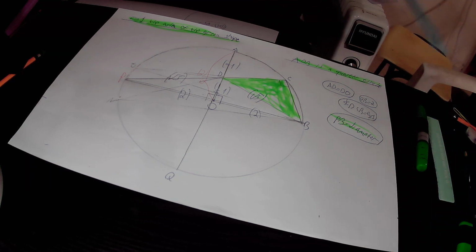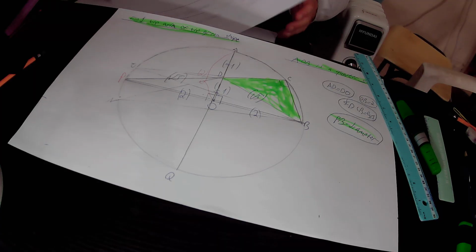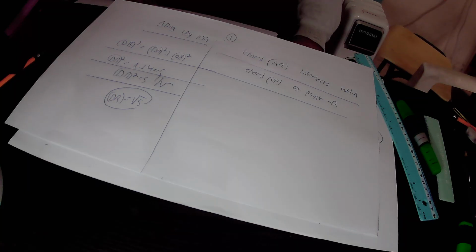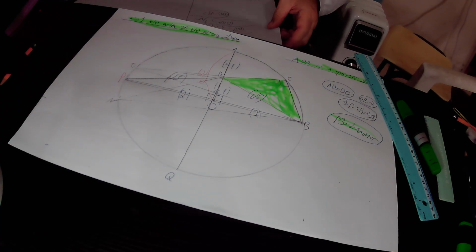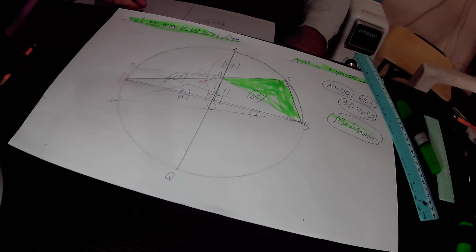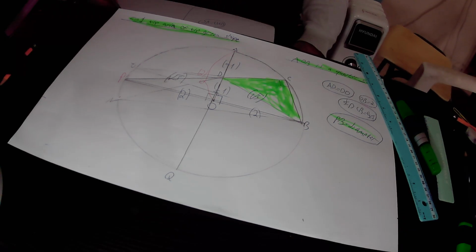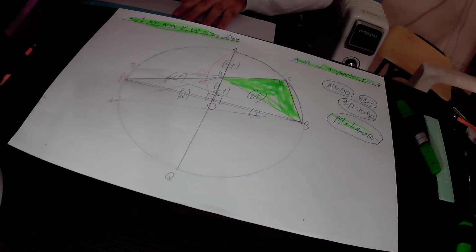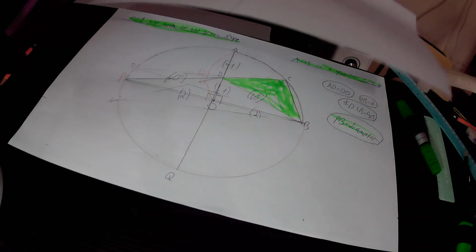Repeat again. We actually found out that in our original drawing, chord AQ intersects with chord CP at point D. So all the requirements of Rule 24 are satisfied, and therefore we can implement Rule 24. According to Rule 24, the following equation is true, that AD times DQ equals CD times DP.